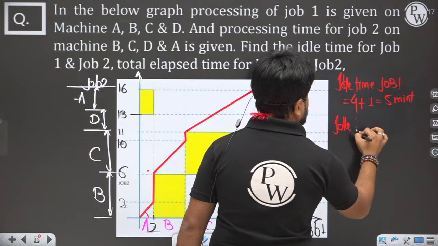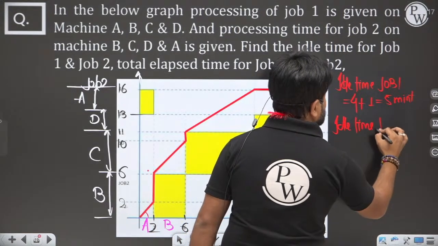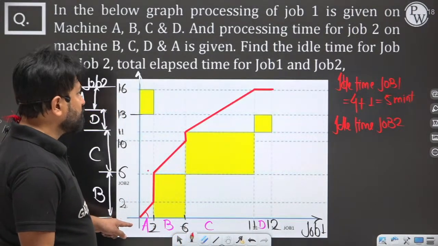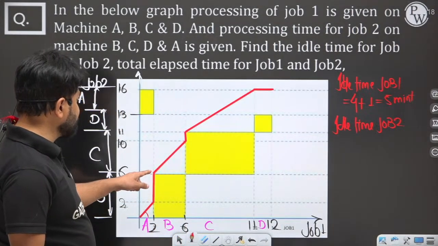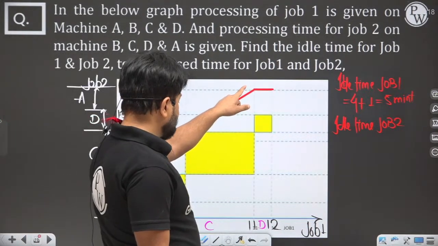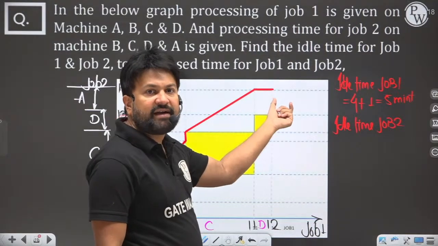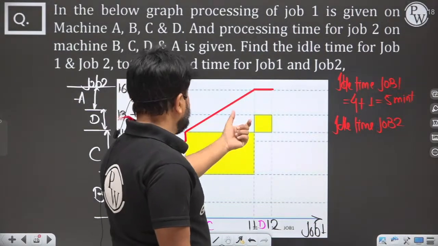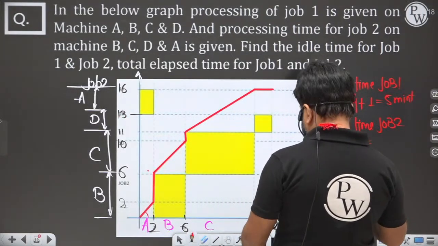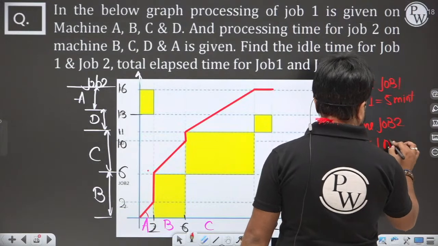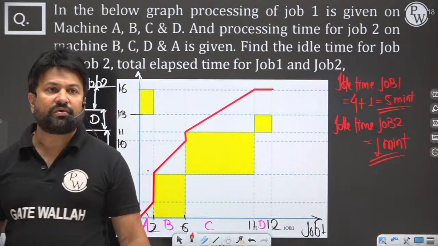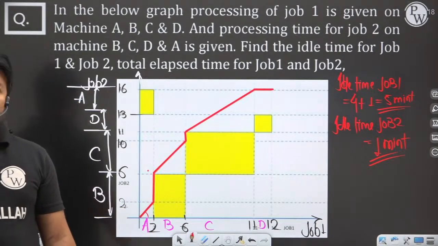Similarly, the ideal time of job 2. Job 2 processing 0 to 2, 2 to 6, 6 to 10, 10 to 11, 11 to 16. Okay, this is the ideal time. It is not 2 minutes, from 11 to 1. 1 minute is the ideal time. Yes or no? Very good, RJK.